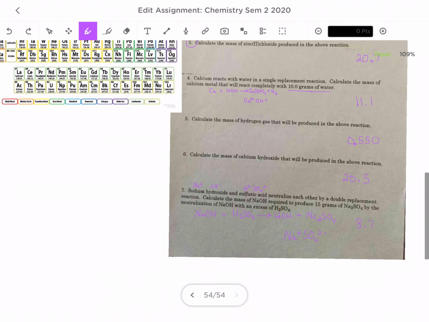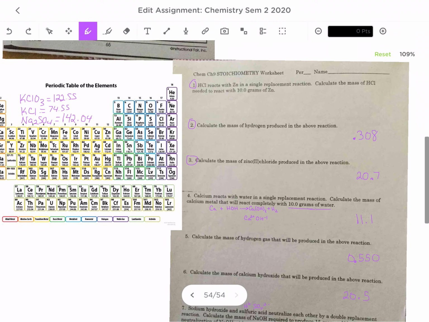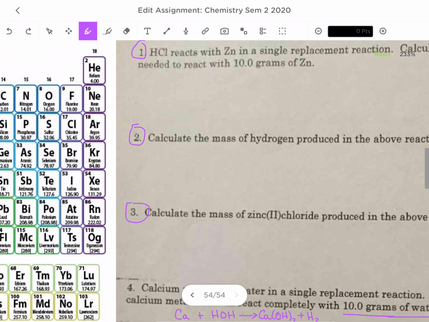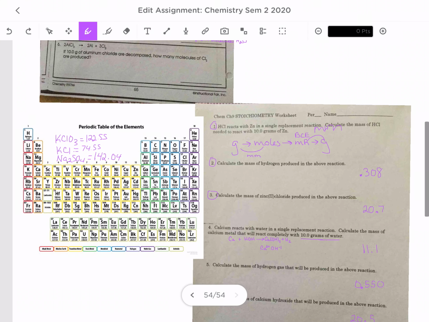Now, good thing also about these problems, all of the ones on this page are all mass to mass. So your pattern is grams to moles. Use your mole ratio, convert back to grams. So remember, this step, mole map. This step, balanced chemical equation. And then this step again is mole map.